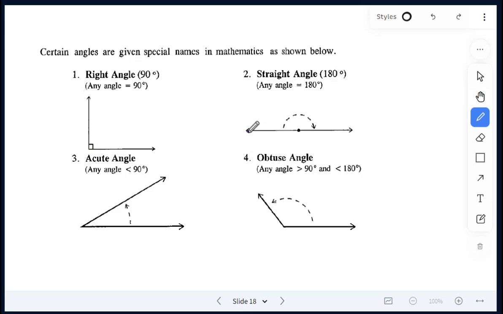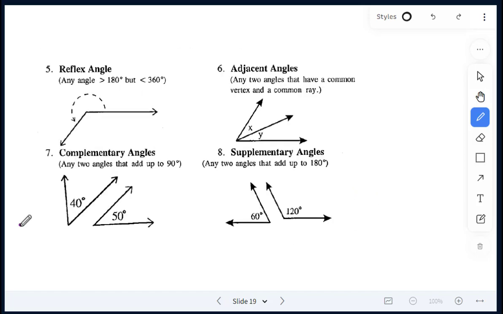A straight angle is a straight line, so therefore 180 degrees. If you think about it, if we had a line going through here, the 90-degree angle and 90-degree angle together would make 180 degrees. And then an acute angle is any angle that is less than 90 degrees. And then an obtuse angle is any angle that's greater than 90 degrees, but less than 180 degrees. So let's keep going. Next, we have a reflex angle. This is any angle that is greater than 180 degrees, but less than 360 degrees.